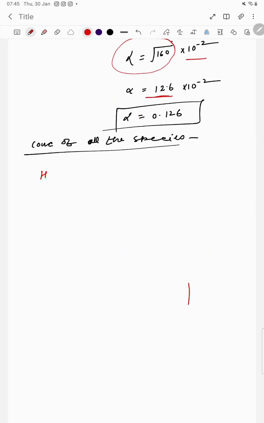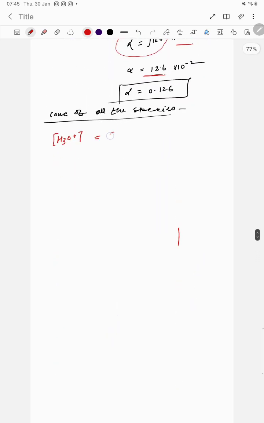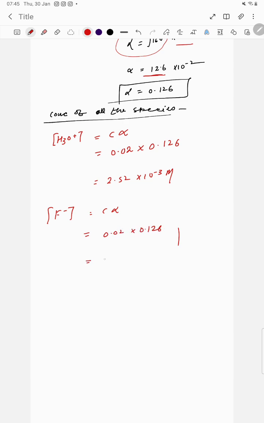Concentration of all species, H3O plus. If you take H3O plus, in the initial equation how much is there? C alpha. So we are placing C alpha. C they have given 0.02. Alpha we have calculated 0.126. So how much will it be, student, if you solve this? It is coming 2.52 into 10 power minus 3 molar. F minus concentration is also C alpha. C is 0.02, alpha is 0.126. So it will come 2.52 into 10 power minus 3 molar.